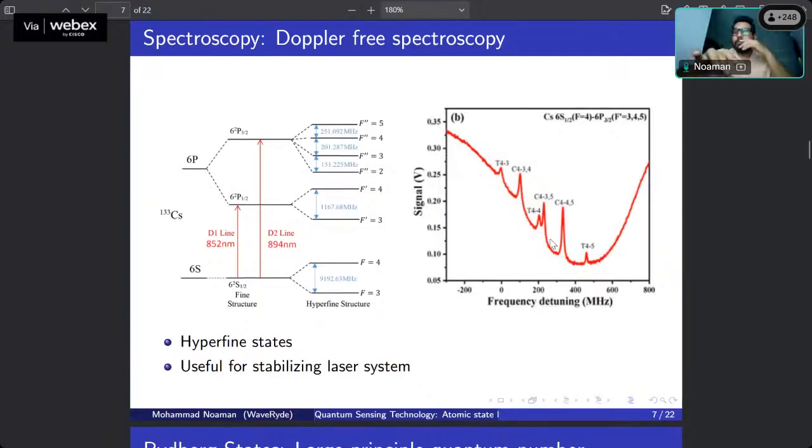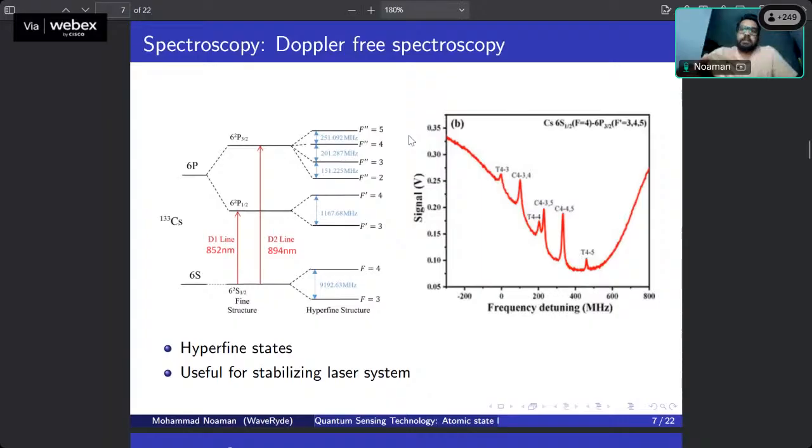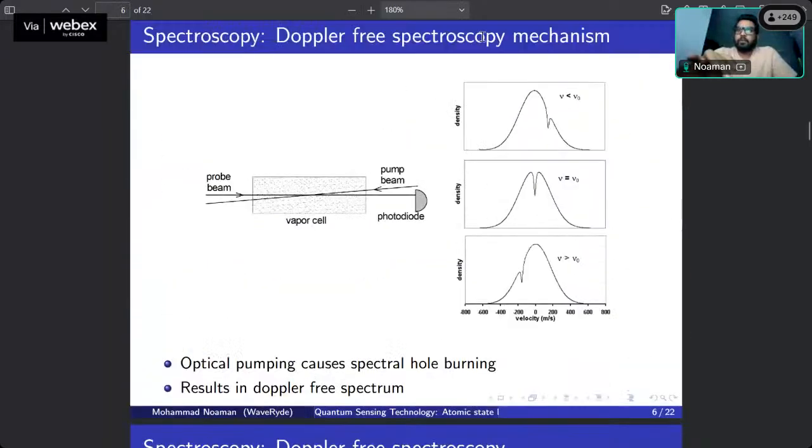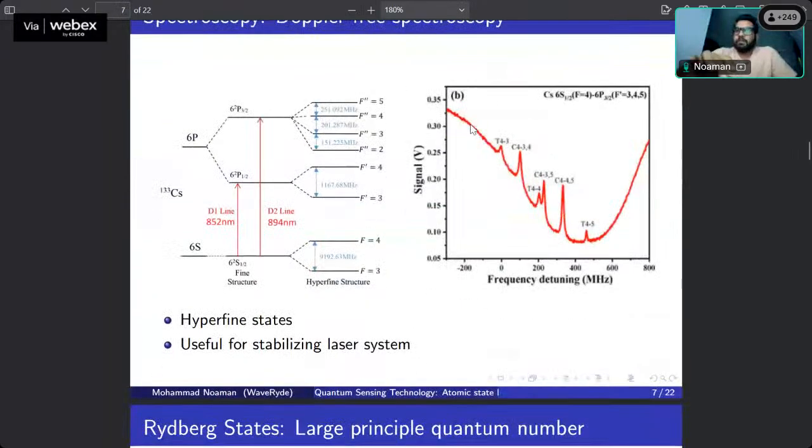But this is a real measurement with that kind of setup, in which you can see fine peaks that correspond to transitions from F=4 to 5, and then 4 to 3. These are the allowed transitions, so you get 4 to 3, 4 to 4, and 4 to 5. And there are something called crossovers that come as a result of Doppler-free spectroscopy. That's why you see 6 peaks: 1, 2, 3, 4, 5, 6.